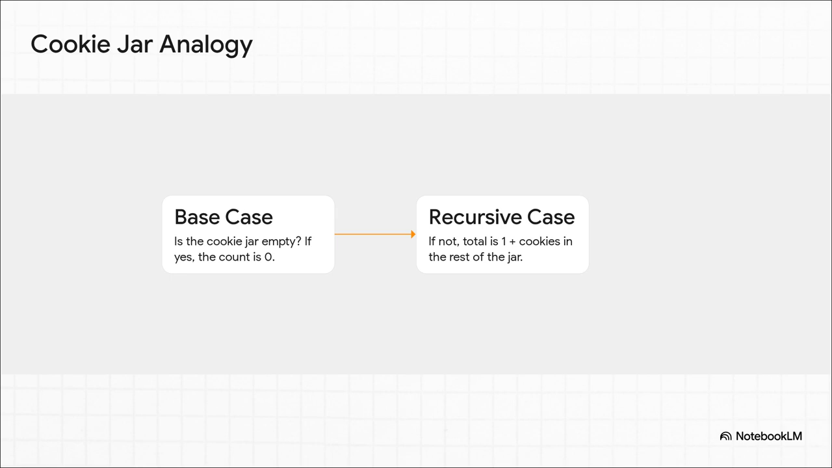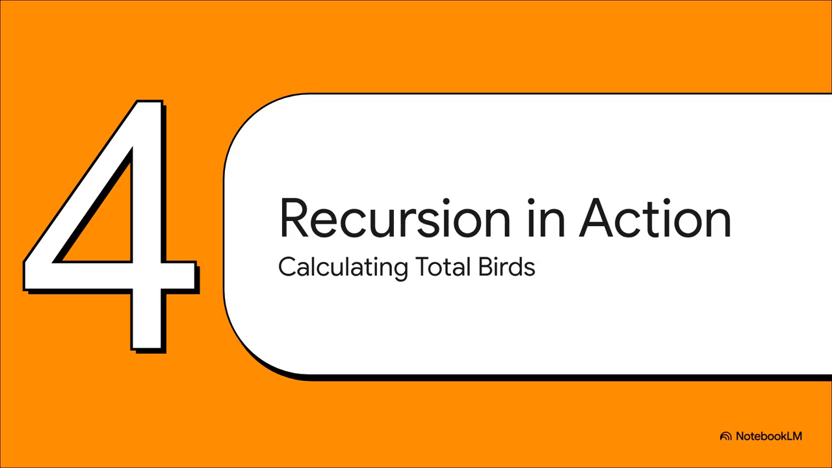If it's not empty, you hit the recursive case. The total number of cookies is just 1, the cookie you're holding, plus however many cookies are in the rest of the jar. You just repeat that simple process until the jar is empty. Okay, theory is great, but let's see this thing in action.